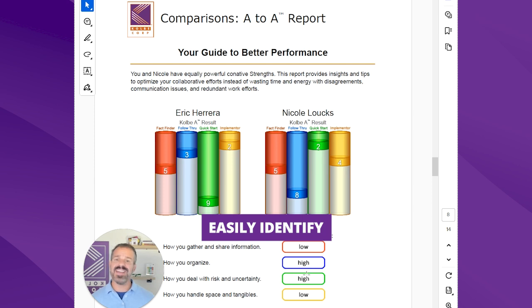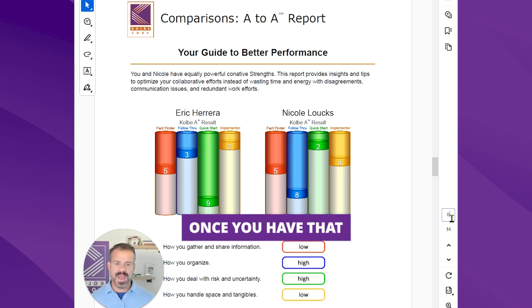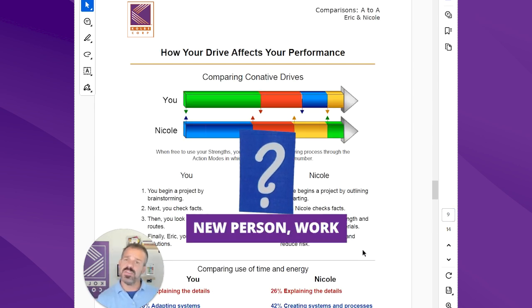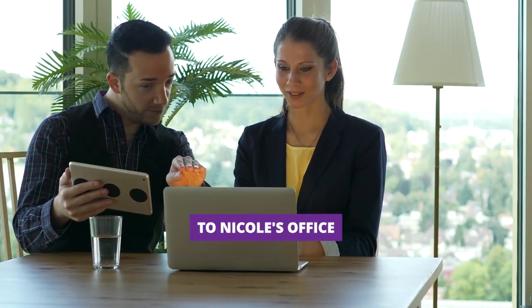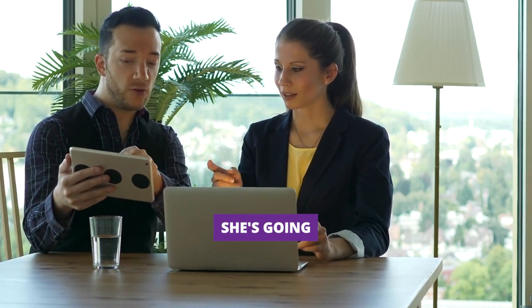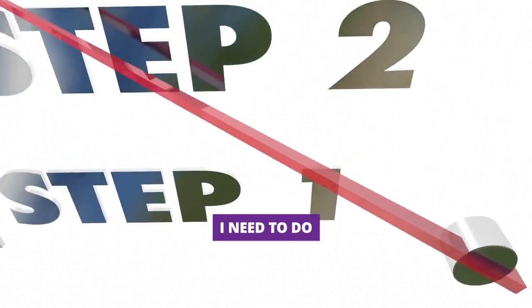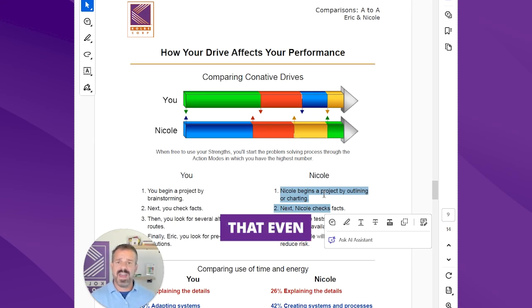And so we easily identify those for you so you know, hey, this is what I need to pay attention to. Once you have that, then you can say, okay, what do I do when I start to work with this new hire? As an example, I know when I walk down to Nicole's office and she starts the problem-solving process, she's going to begin a project by outlining or charting. She's going to need to figure out steps: I need to do what first, and then this, and then this. Fantastic. As long as I understand that, even though it's not the way I would do it, I can use that to my advantage and help her be successful.